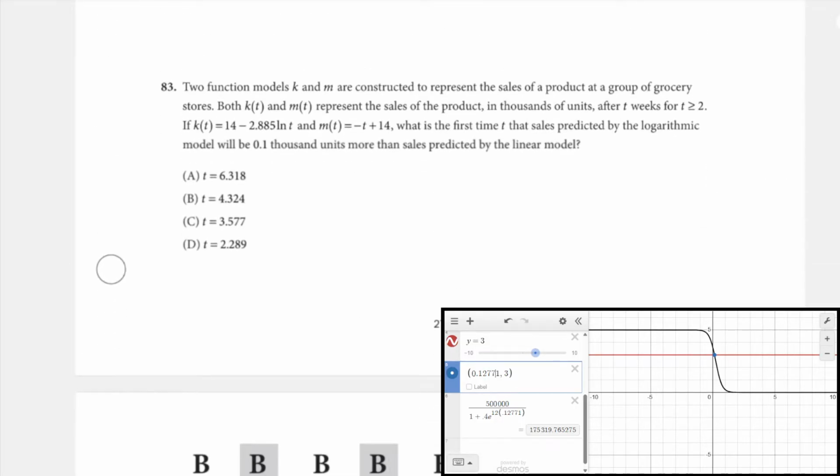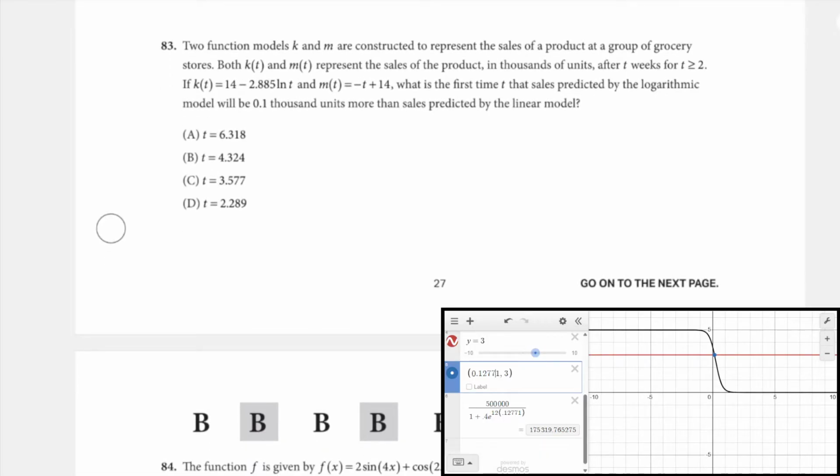Two function models K and M are constructed to represent the sales of a product of a group of grocery stores. Product in thousands of units.